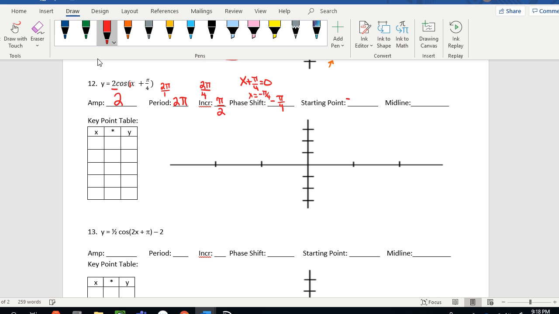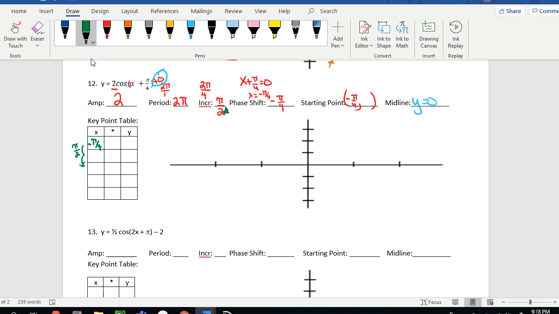Okay, so our starting point is going to be negative pi over 4 and something. We're going to find that. Midline is anything that's added on the end right here, so it's going to be y equals 0. Okay, if I'm going to find the key point table, first of all, I have to know that I'm starting at negative pi over 4. Our increments, I said, was pi over 2.